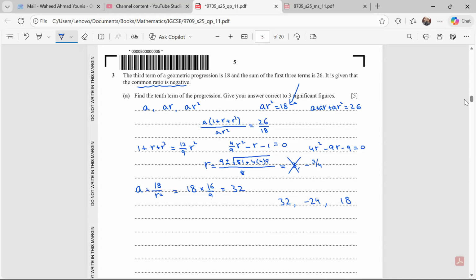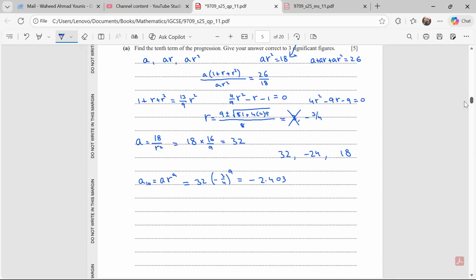Now we have to find the 10th term. Okay, so this is easy now. A 10th, you remember, is equal to A R power 10 minus 1, which is 9. Okay, and we can calculate this. This is going to be 32 times minus 3 by 4 power 9. So it is going to be a negative number, negative 2.403. Okay, so this was part A of our problem.